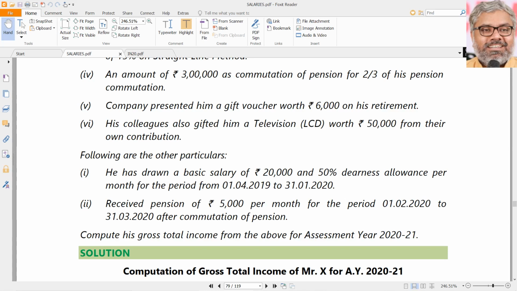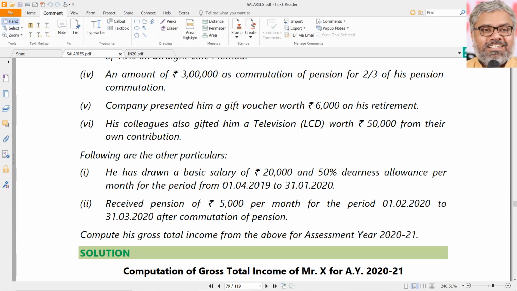Once he has retired, he has received some pension. We can take that also. There is no sequence that is required, but every point has to be covered, that you have to make sure. So whether you are covering every point or not, you have to be definitely aware of. Basic is done, DA is done.